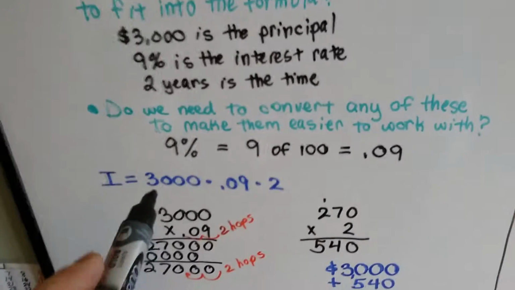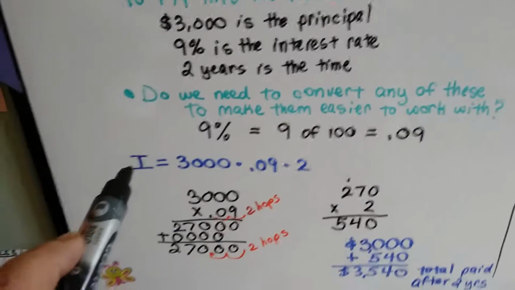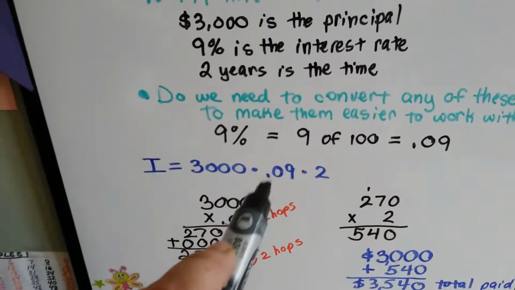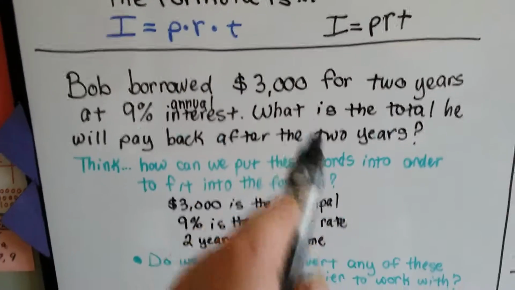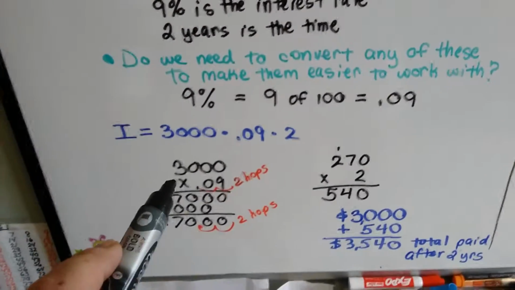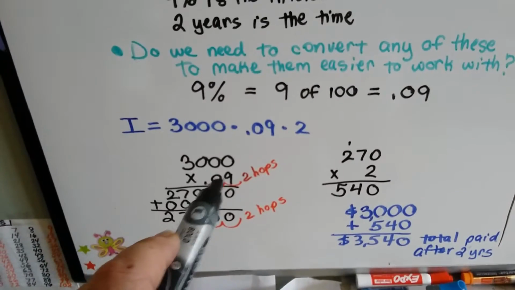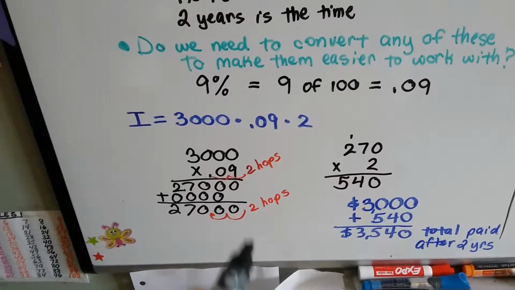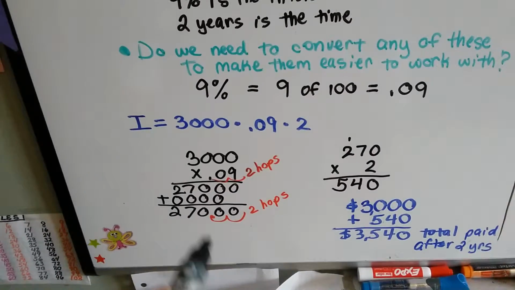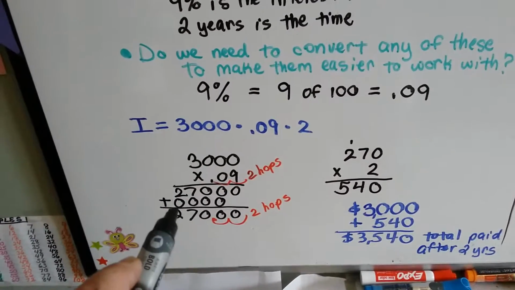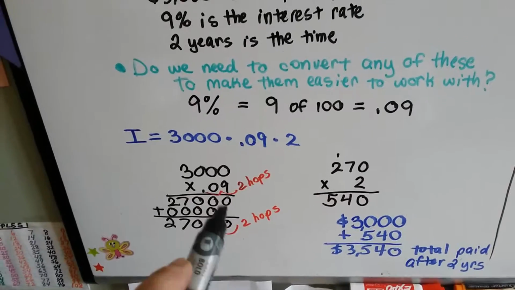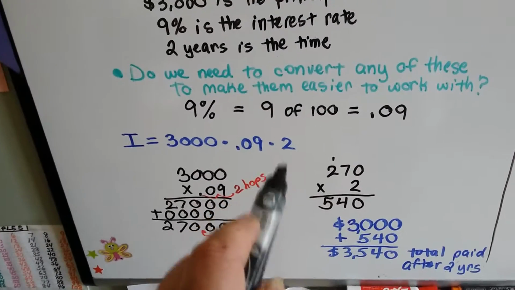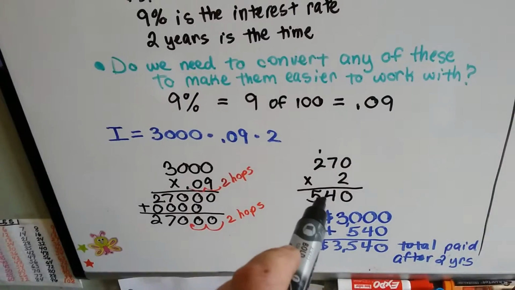We'll use that. So now our formula is interest equals 3,000 times 0.09 times 2, the 2 years, the time, okay? We do our 3,000 times 0.09. We see that there are 2 hops of decimal places in the equation, so there's got to be 2 hops of decimal places in the answer, in the product. So we've got $270. Now we just need to multiply it by the 2 years, and it's $540.